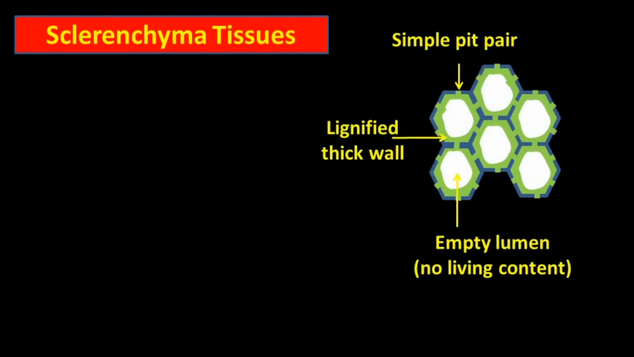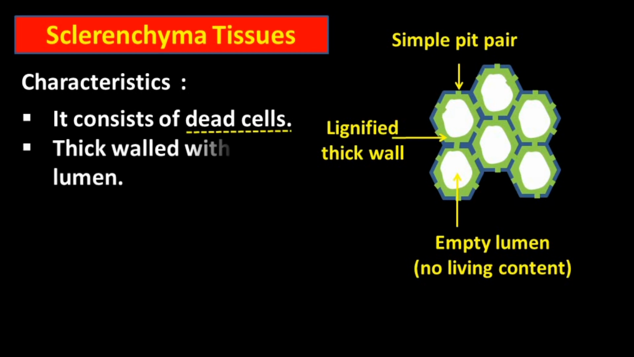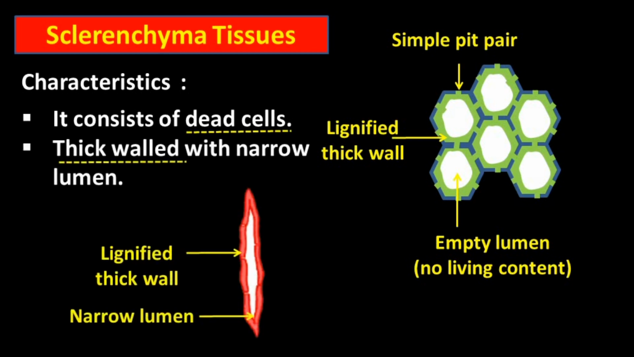Third type of tissue is the sclerenchyma tissue. See the structure of sclerenchyma tissue. These cell walls are thick-walled. They have simple pit pairs. It means sclerenchyma tissues are dead tissues. What are the characteristics of these tissues? It consists of dead cells. इनके अंदर जो cells होते हैं, these are dead, thick walled with narrow lumen. Cell wall is very thick and at the end these are narrow.